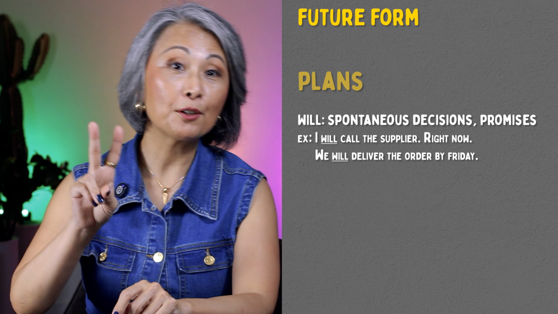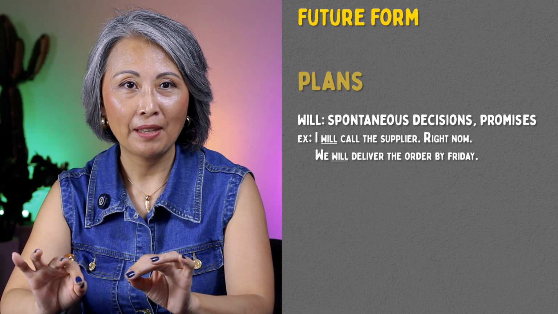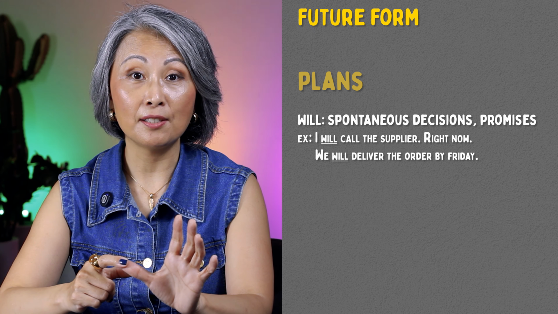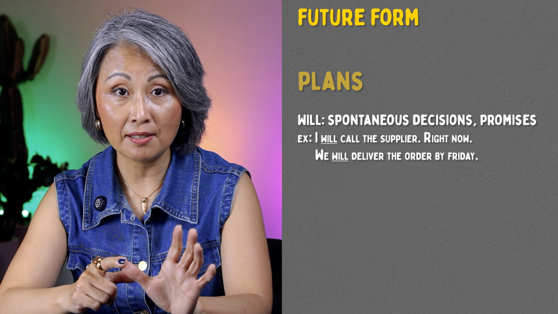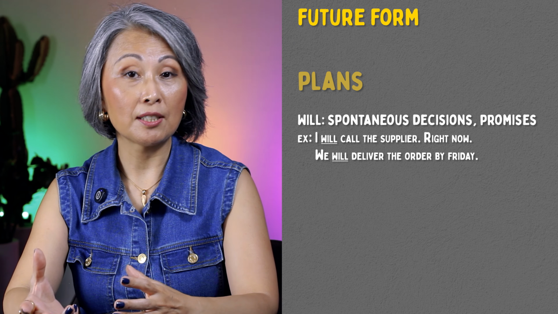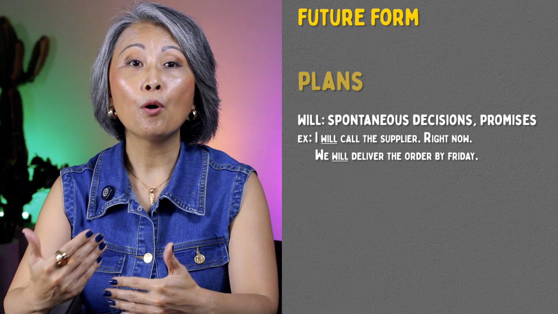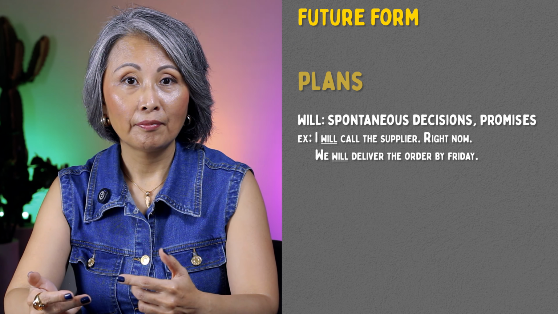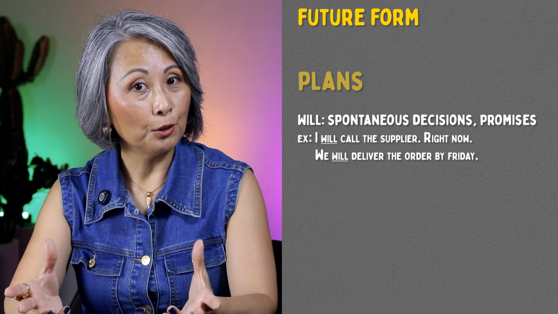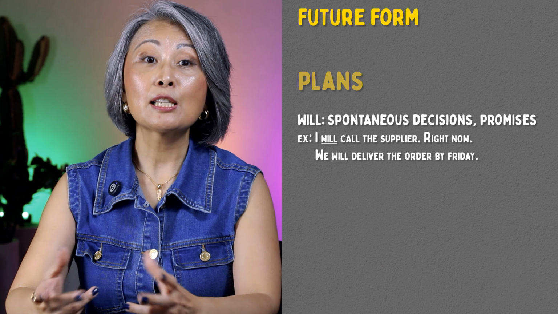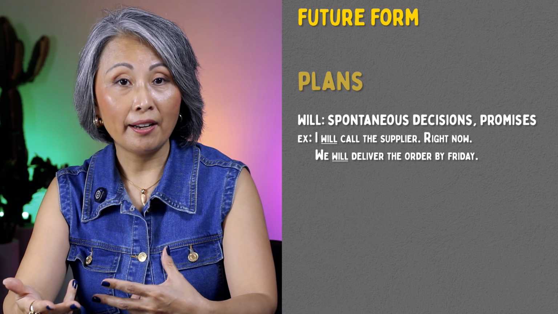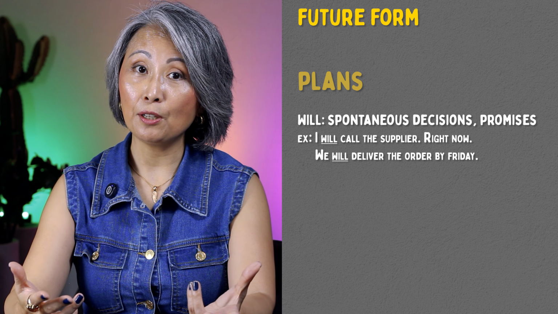So, second category, plans. For plans, you can use will for spontaneous decisions and promises. So, for example, using will for spontaneous decision, I'll call the supplier right now. I didn't have any plans on calling the supplier, so that's why I use will. An example of promise: we will deliver the order by Friday. So that's a promise you make to the client.